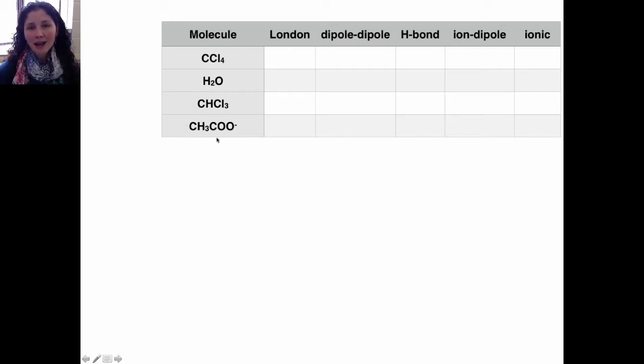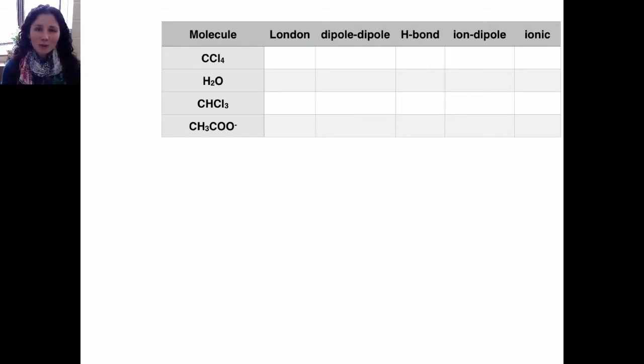of this acetate ion. The first thing you'll want to do is characterize these molecules as polar or nonpolar. If they are polar, it's important to check to see if they can hydrogen bond or if they have ionic charges as well, because those 2 things, hydrogen bonding and ionic charges, lead to a special type of interaction. Let's go ahead and characterize these.